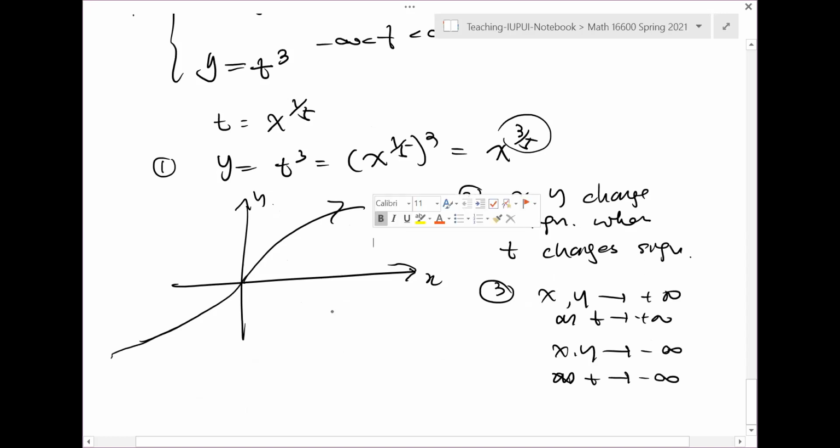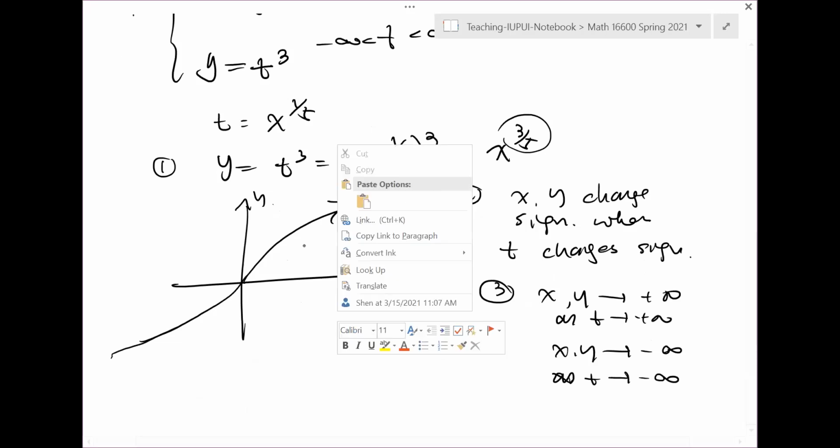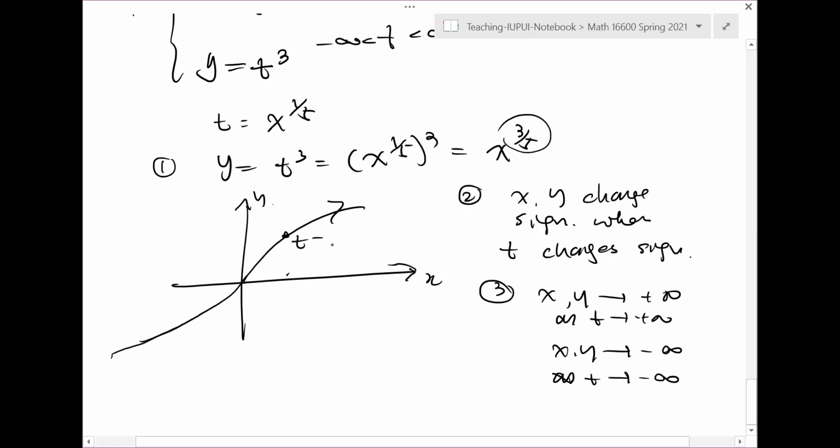You can also choose t equals 1. When t equals 1, you get 1 and 1. When t equals negative 1, you get negative 1, negative 1. So the graph passes through these 2 points. You don't need to plot too many points to get the graph.